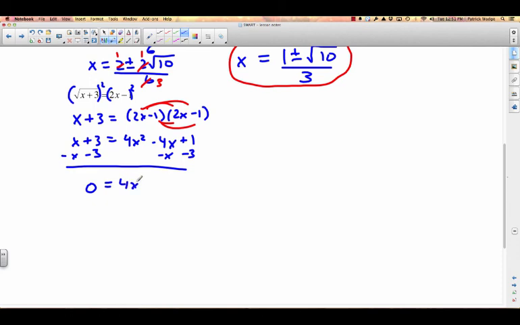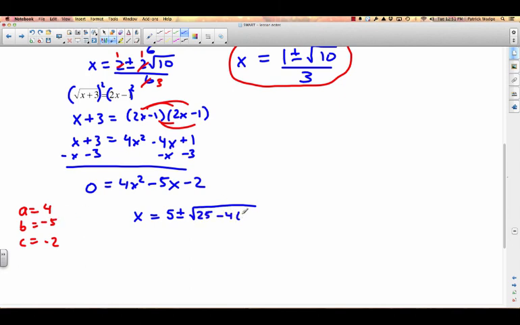4x squared. Negative 4x take away another x is negative 5x. 1 take away 3 is negative 2. It's now in the correct form. Pick out my a, my b, and my c. A is 4, b is negative 5, c is negative 2, and away we go. X equals negative b, so it's negative negative 5, which is 5, plus or minus square root b squared. So let's skip a step here. B squared, that's negative 5 squared, which is 25, minus 4ac is negative 2, divided by 2a.